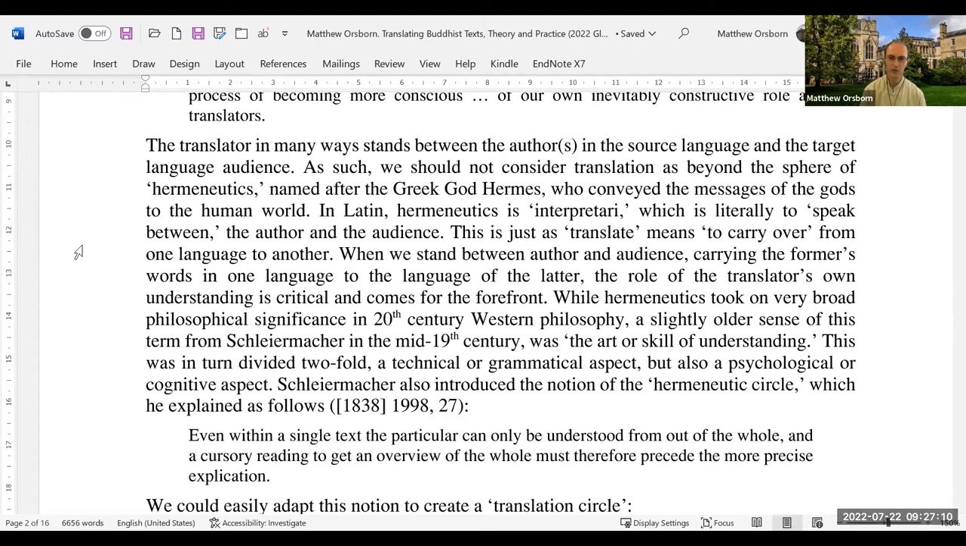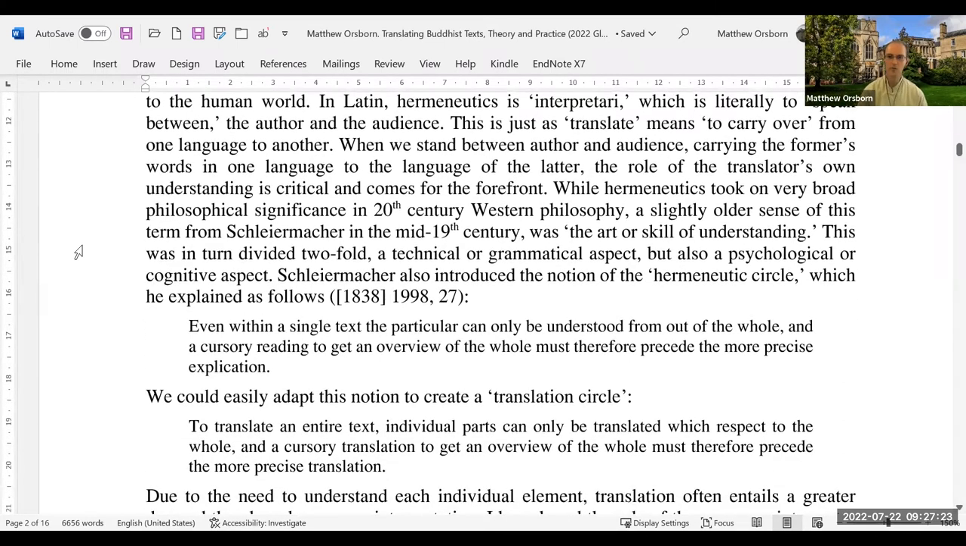When we stand between author and audience, carrying the former's words in one language to the language of the latter, the role of the translator's own understanding is critical and comes to the forefront. While the idea of hermeneutics took on a very broad philosophical significance in 20th century Western philosophy, particularly in Germany, a slightly older sense of this term, from Schleiermacher from the late 18th to the early and mid 19th century, was, quote, the art or skill of understanding.